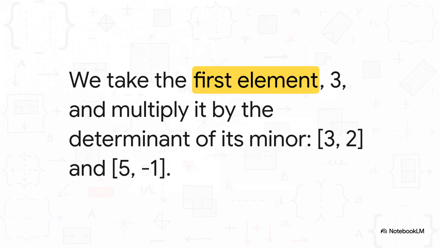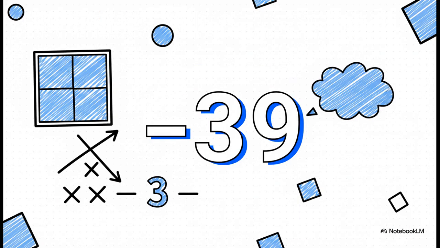Ready? First up, we grab the top left number, 3. Remember our checkerboard? This spot is positive. Now, we cover up the first row and the first column. What's left behind is that little 2x2 matrix with 3, 2, 5, and -1. Now, we just need to find its determinant. Okay, let's do the math.